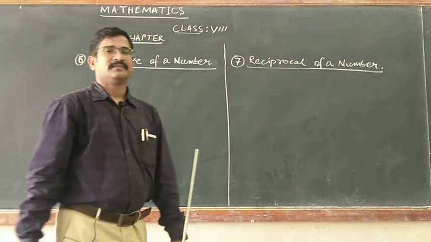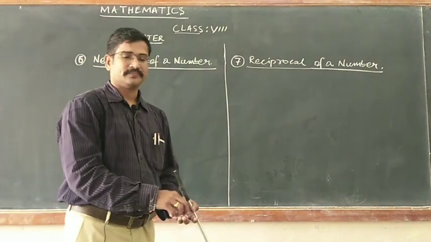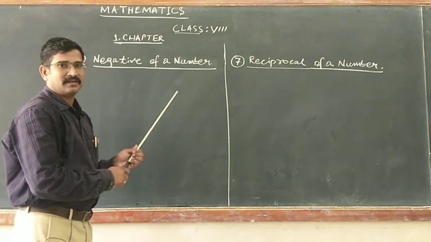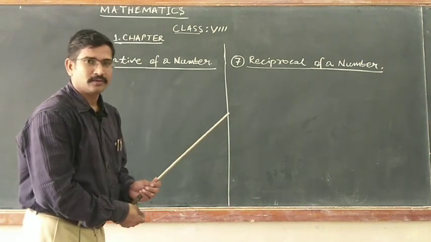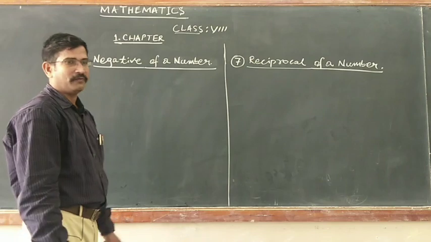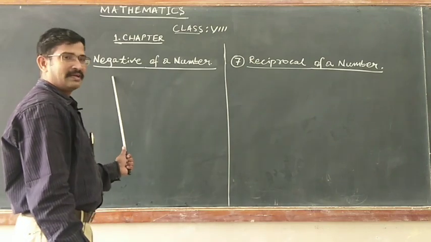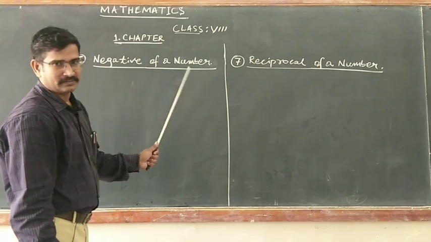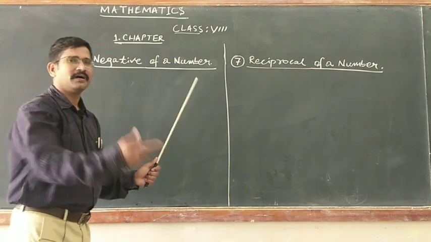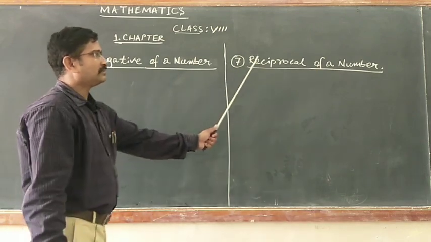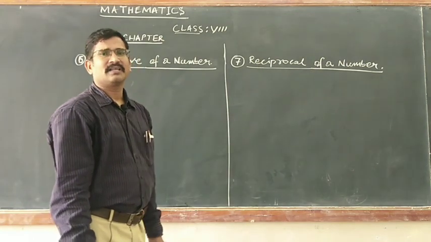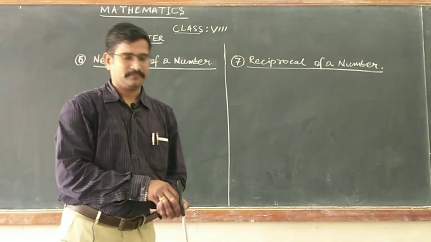Hi children, now we will learn the last two concepts before going for solving exercise 1.1, that is, one, negative of a rational number, and another, reciprocal of a number or reciprocal of a rational number.